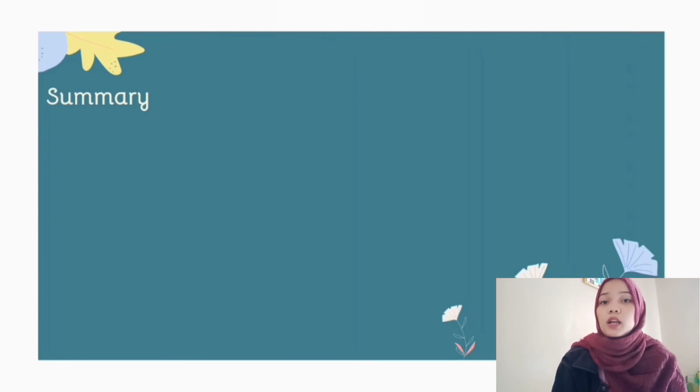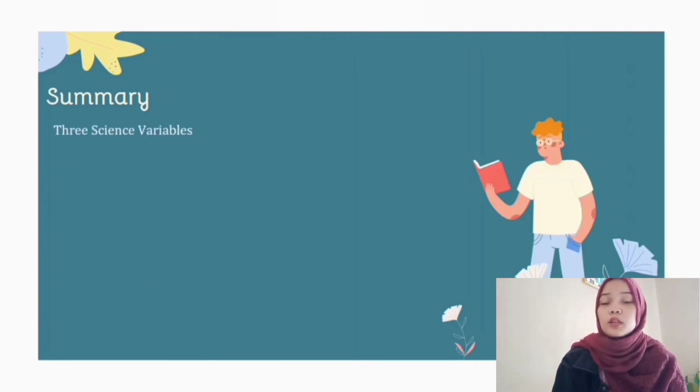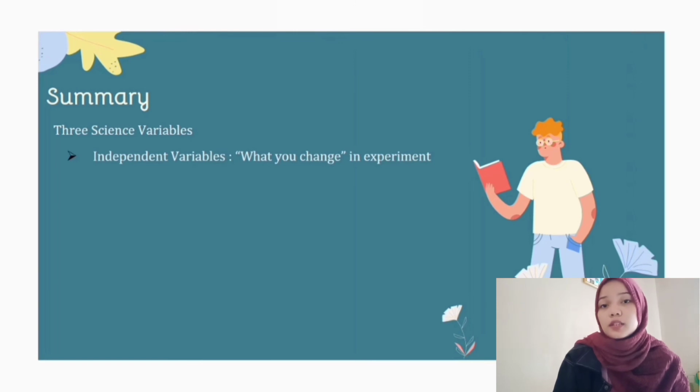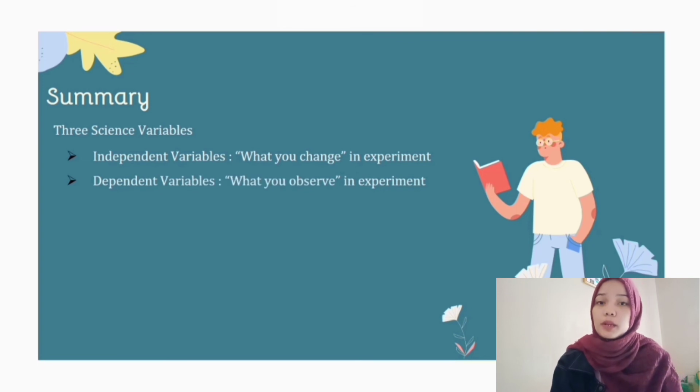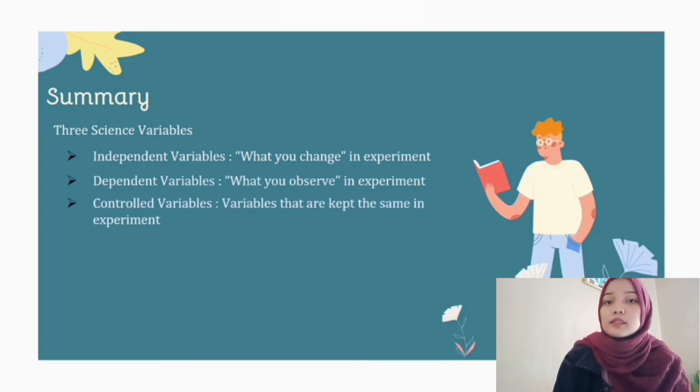So to sum up, there are three science variables. The first one is independent variables, or what you change in experiment, and then dependent variables, or what you observe in experiment, and the last is controlled variables, or variables that are kept the same in experiment.